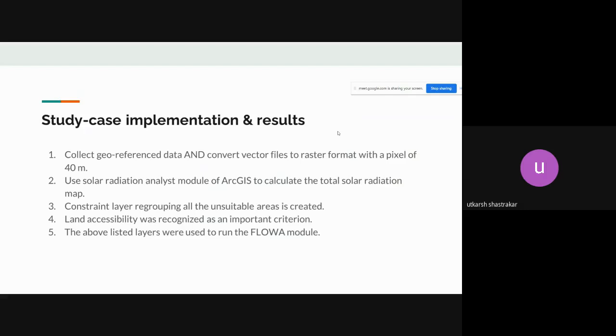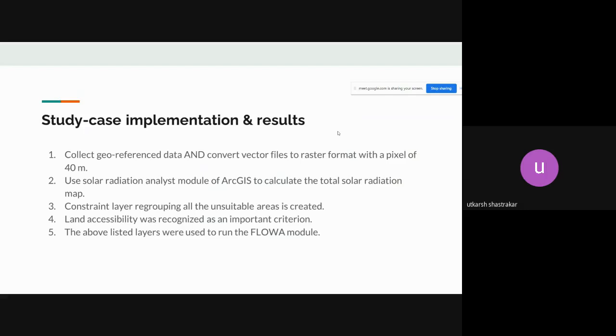So the vector files are converted into raster files, and the pixel value they have selected is 40 meters. They have selected a pixel value of 40 meters because the digital elevation model they used had a pixel size or cell size of 40 meters. So to maintain a standard pixel size throughout all the layers, they have used 40 meters as the standard pixel size.